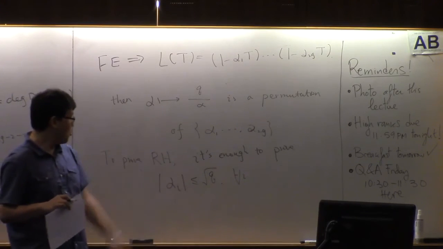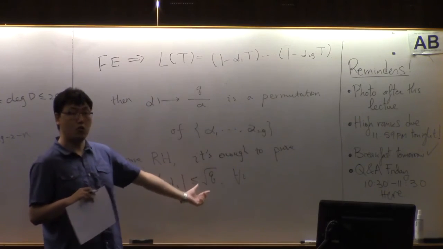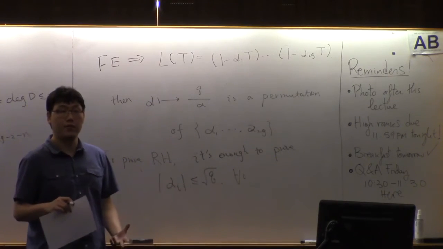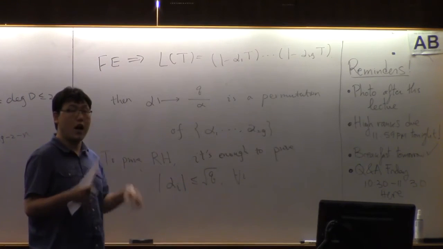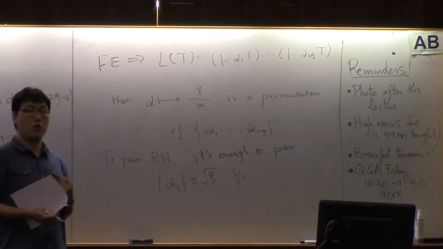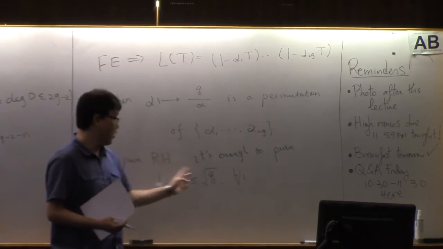Because if this is true, that will tell you that Q over alpha i is less or equal to square root Q for all i. Then it means that the absolute value of these alpha i's are all larger or equal to square root Q. Okay? So it is enough to prove this inequality for all i.